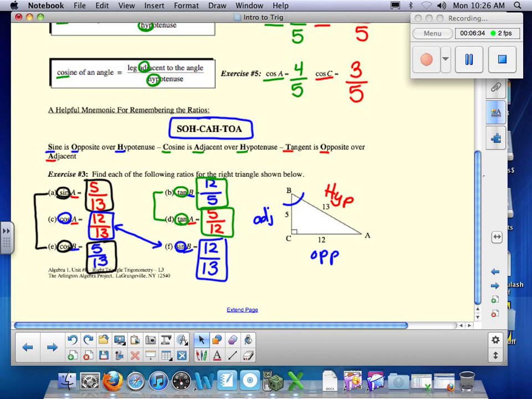For your homework, you won't need a calculator or a ruler for tonight. You simply need to write the ratios like we did on the back of our homework.